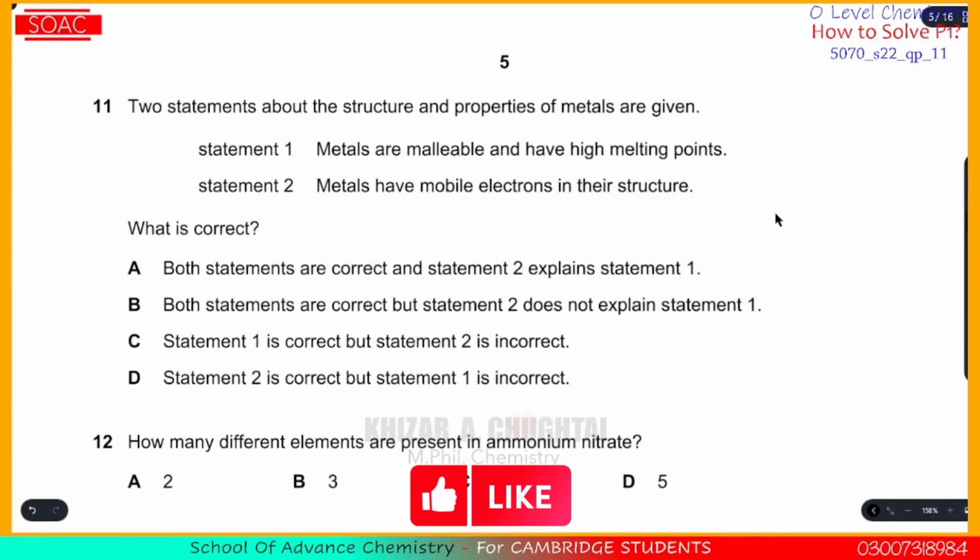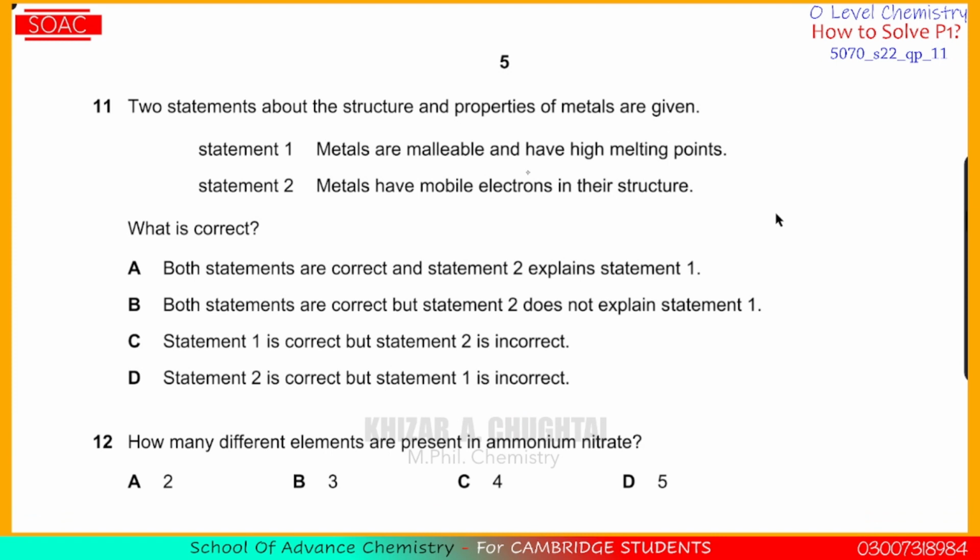Question number 11. 2 statements about the structure and the properties of the metal are given. Statement 1, metals are malleable and have high melting point. Yes, it is true. Statement 2, metals have mobile electrons in their structures. Yes, it is true. What is the correct one? A, both statements are correct, and statement 2 explains statement 1.